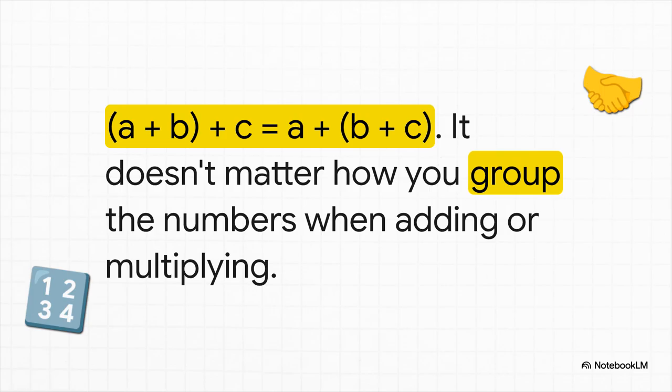Then you've got the associative law. This one just says it doesn't matter how you group the numbers. So if you're adding 2 plus 4 and then add 5, you get the same thing as adding 4 plus 5 first and then adding the 2. You get 11 either way. These rules, they're like the first clues to a much bigger mystery.